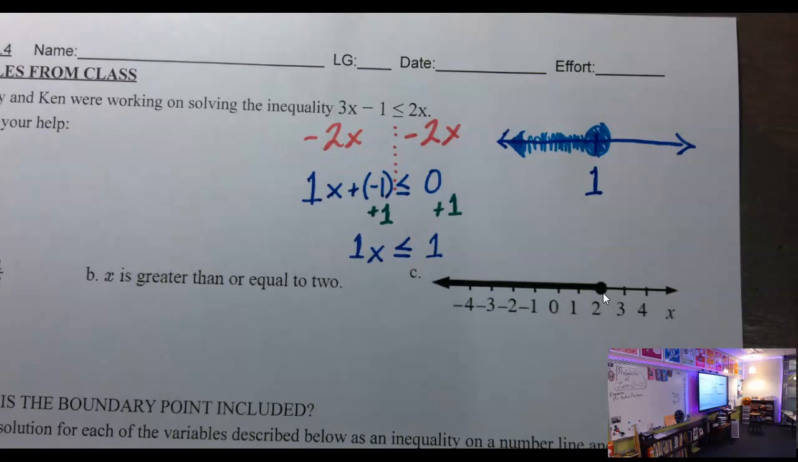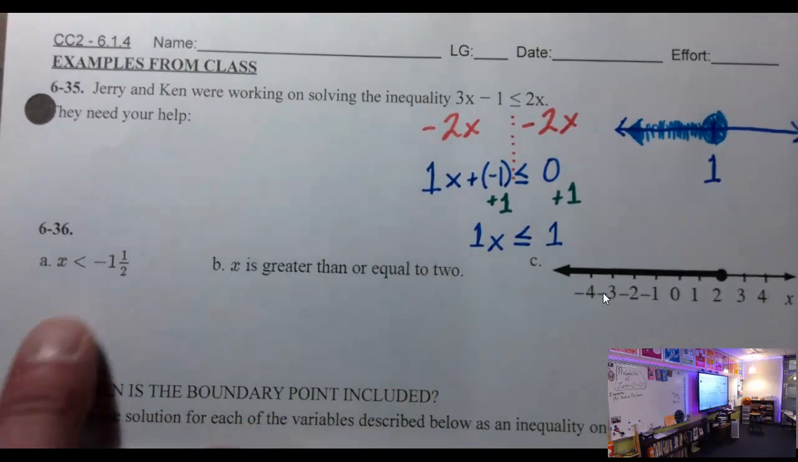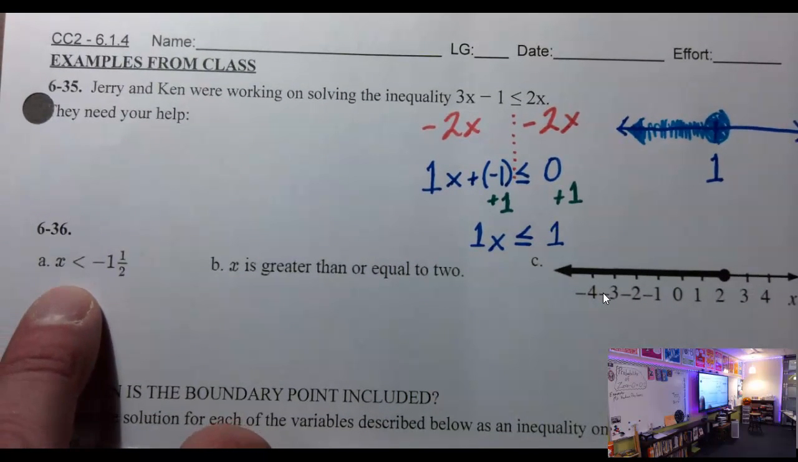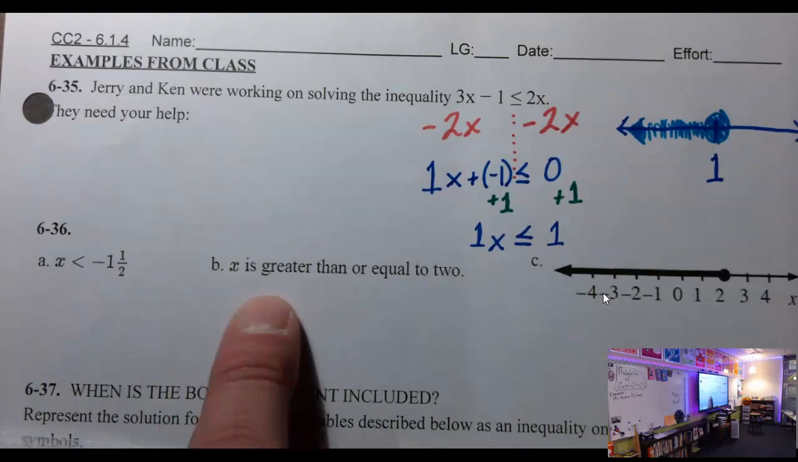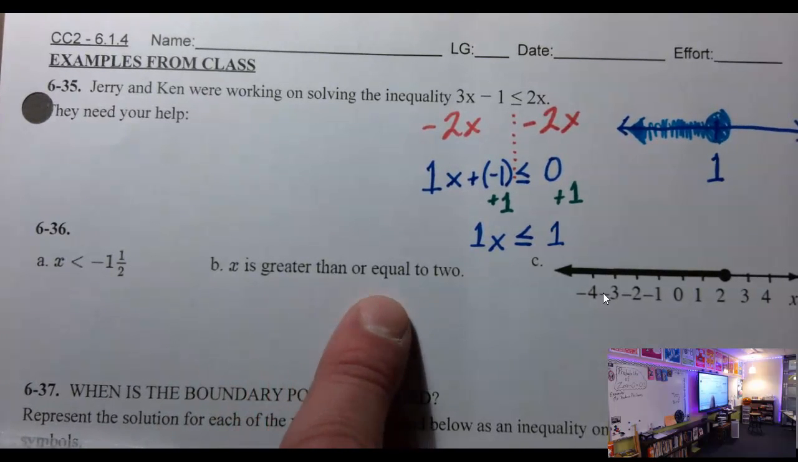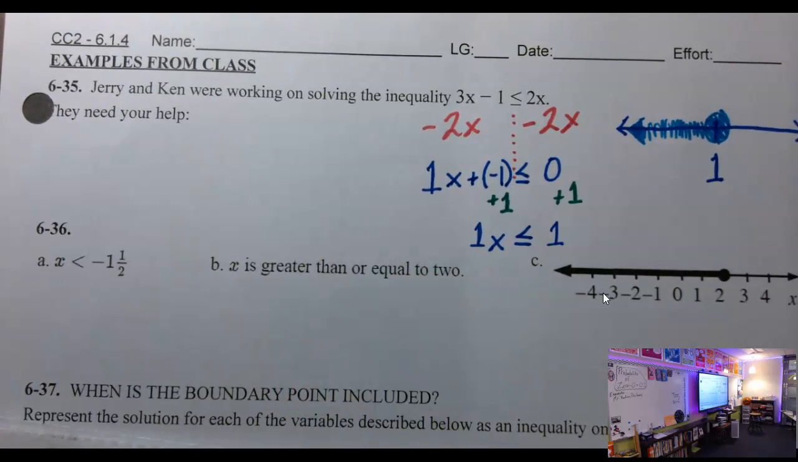Now for 36A and B, create a number line representation of what they tell you. So x is, I'm not going to read it because I want to make sure that you know how to read it. And then they actually say it in words. Greater than or equal to 2. They're going dancing. 2, 2. Get it, 2, 2.